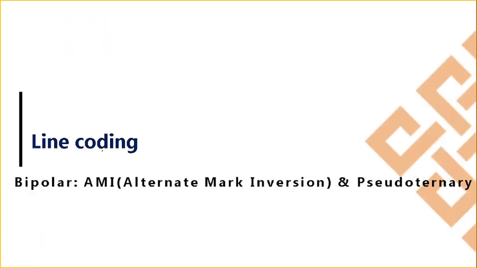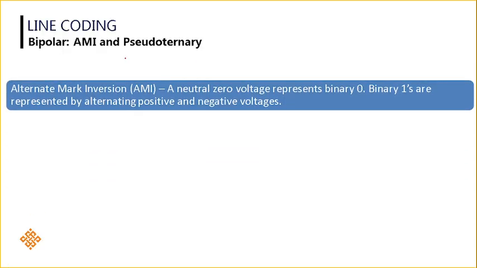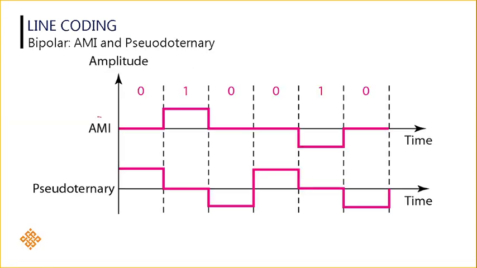And lastly we have bipolar, that is AMI, alternate mark inversion, and pseudo ternary. So in alternate mark inversion what happens? Whenever there is a 0, there will be a 0 voltage, and whenever there is a 1, or alternate ones, then you should do alternate positive and negative voltages. See, in alternate mark inversion, whenever there is a 0, there is a 0 voltage. Whenever there is a 1, it is alternate high and low.